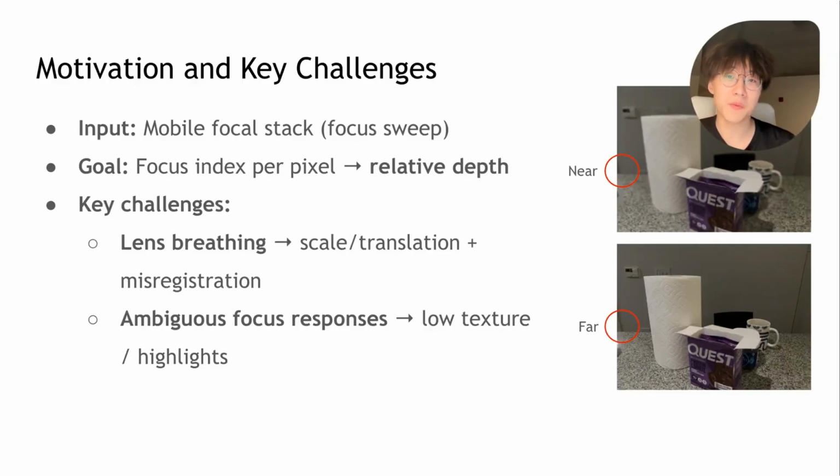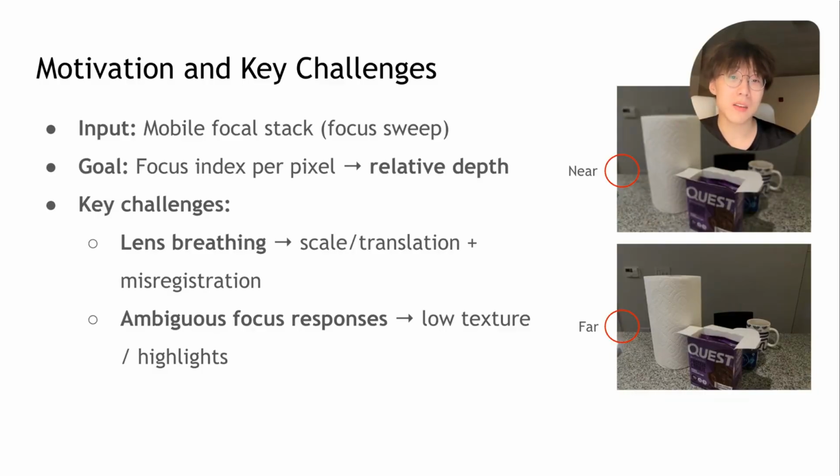The basic depth from focus idea is simple. For each pixel, the frame where it's the sharpest gives a focal index, and we treat that index as a relative depth. However, when using the idea on a mobile stack, this brings two major issues. The first, lens breathing changes magnification across the sweep, so frames are misregistered and the sharpness is compared at the wrong pixel.